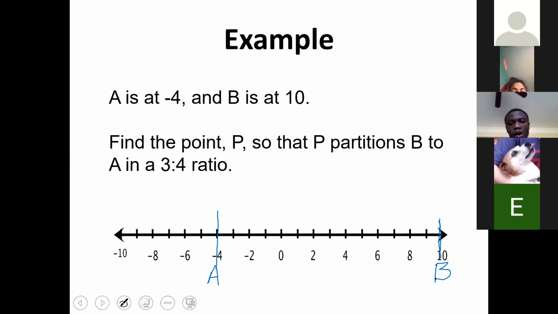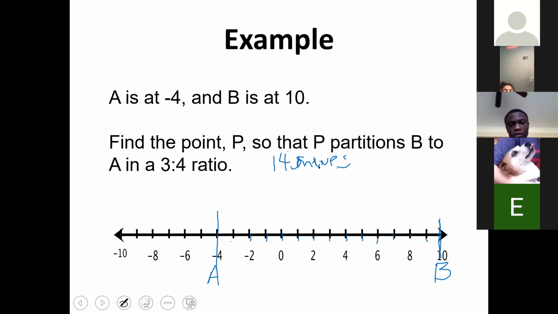Well, let's just add them up. 1, 2, 3, 4, 5, 6, 7, 8, 9, 10, 11, 12, 13, 14. There's 14 individual segments, 14 moves. We'll say 14 moves to get from A to B, okay?